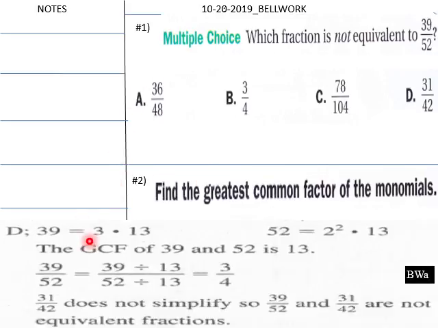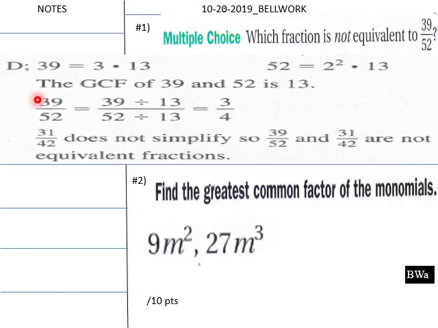Okay, welcome back for our solutions on this bell work. So D: 39 is 3 times 13, 52 is 2 squared times 13. So the GCF of 39 and 52 would be 13, 13 here, 13 there. You divide through by 13, we get 3 over 4. So 31 over 42 does not simplify. So 39/52 and 31/42 are not equivalent fractions.